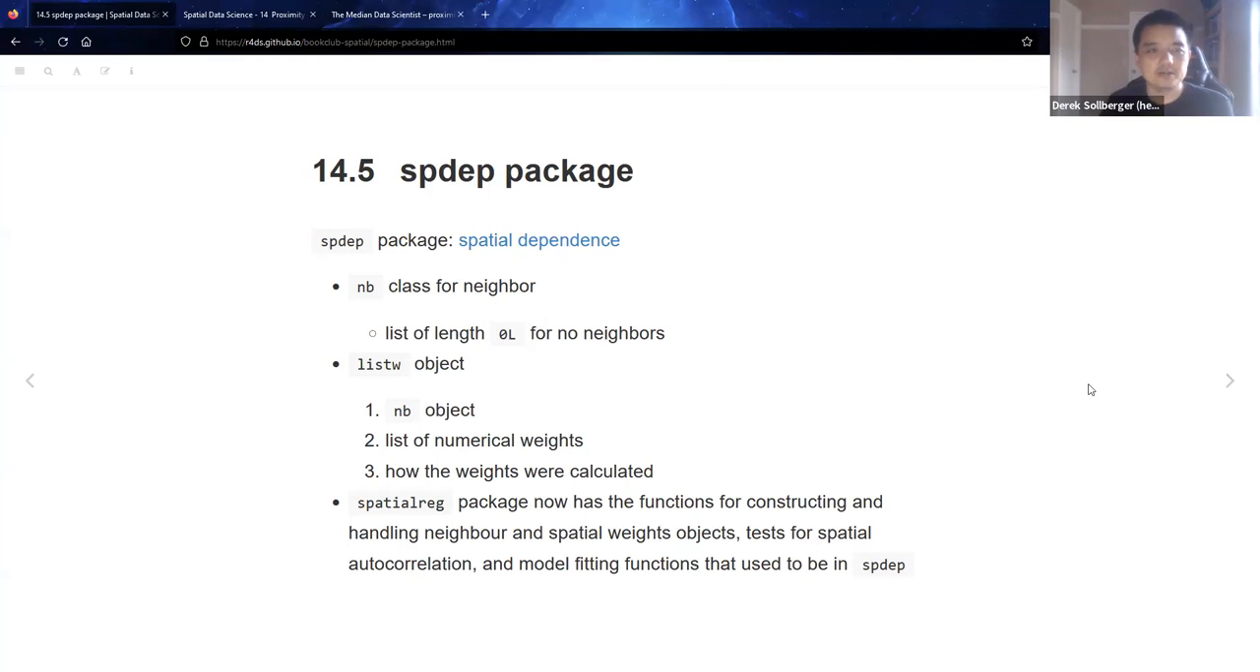So with those ideas in mind, having to maybe encounter islands, et cetera, the authors developed the spdep package to handle spatial dependence. The objects created, as we'll see, include the nb type of class for neighbors. This includes a list of numbers for each node that has a number for how many neighbors it has in the undirected graph. In particular, we note that a node will have the number zero if it has no neighbors.